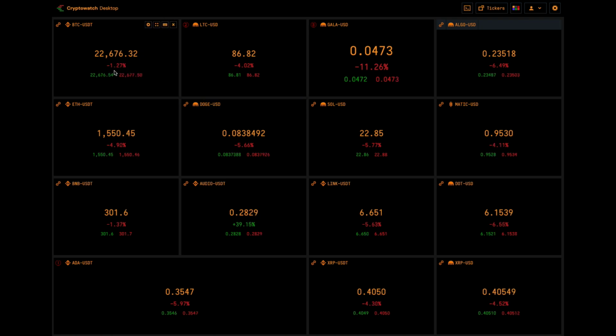Bitcoin down 1.27% at $22,672. Litecoin down 4.02% at $86.82. Gala down 11.44% at $0.0472. Algo down 6.57% at 23 cents. Ethereum down 4.98% at $1,549.46. Doge at 8 cents, down roughly 6%.